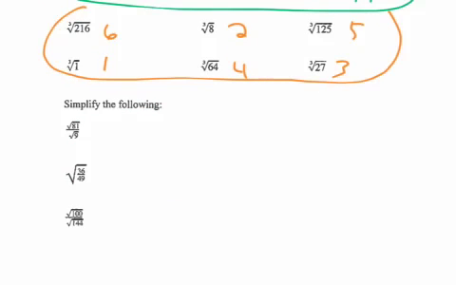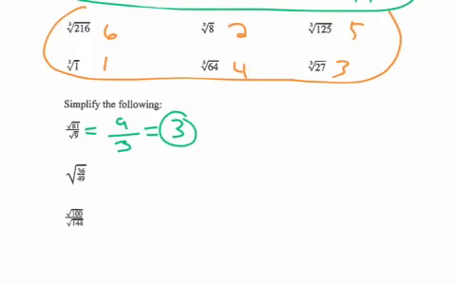Down below, remember you're just simplifying. You're taking the square root of your numerator and the square root of your denominator. So the square root of 81 is 9. The square root of 9 in your denominator is 3. And yes, if you can simplify, please do that. 9 divided by 3 is 3.